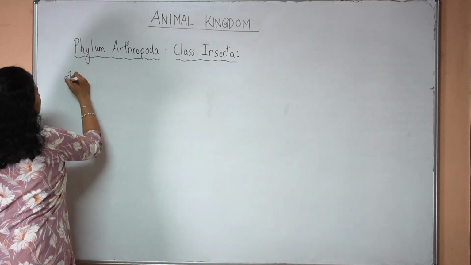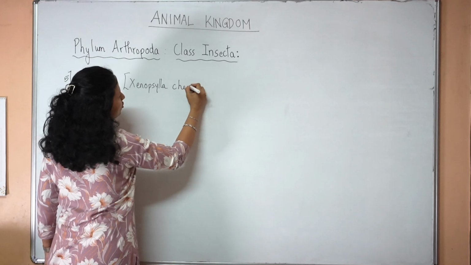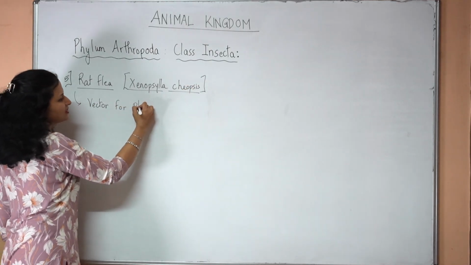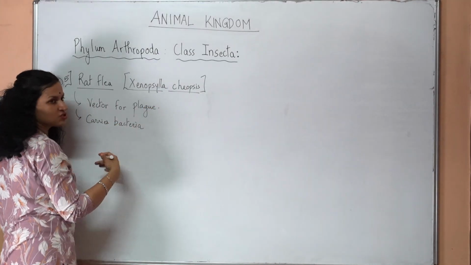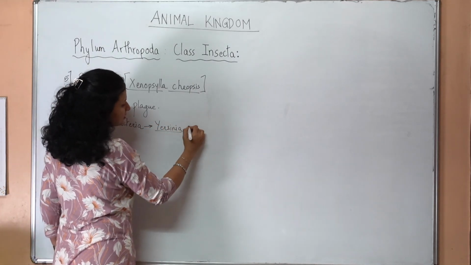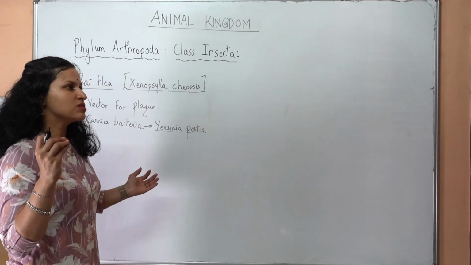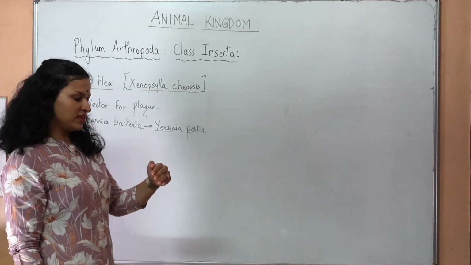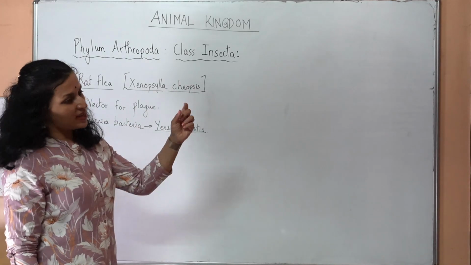Finally, we talk about the rat flea, scientific name of which is Xenopsylla cheopis. The rat flea is the vector for plague disease. You know that? And it carries the bacteria which causes the plague disease, which is called Yersinia pestis. So the disease plague is actually caused by Yersinia pestis, which is carried by the rat flea. So the rat has the rat flea as a parasite and the rat flea has the bacteria. So an organism has a parasite and the parasite has another parasite.